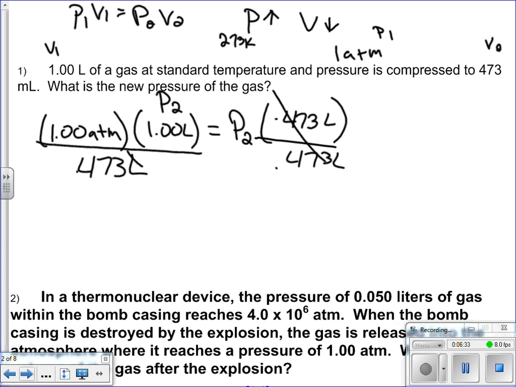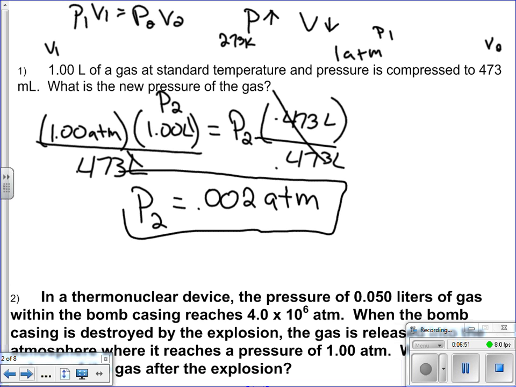My unit of liters cancels out, and I'm left with units of atmospheres, which is good because that's how we measure pressure. And so P2 should equal 0.002 atmospheres. Make sure you put units on every single answer. So that's our answer for P2. All right, let's do another one.